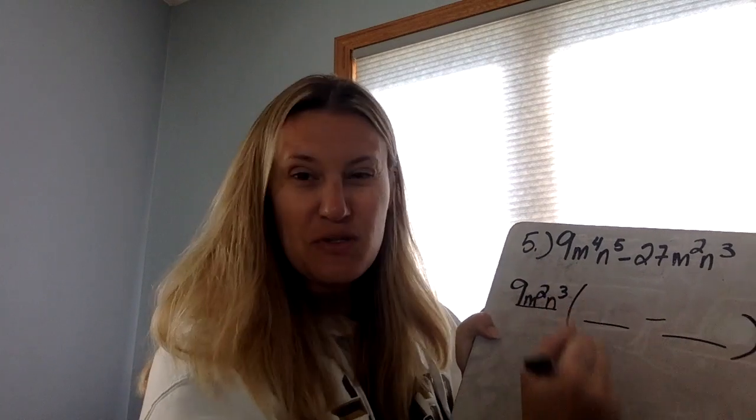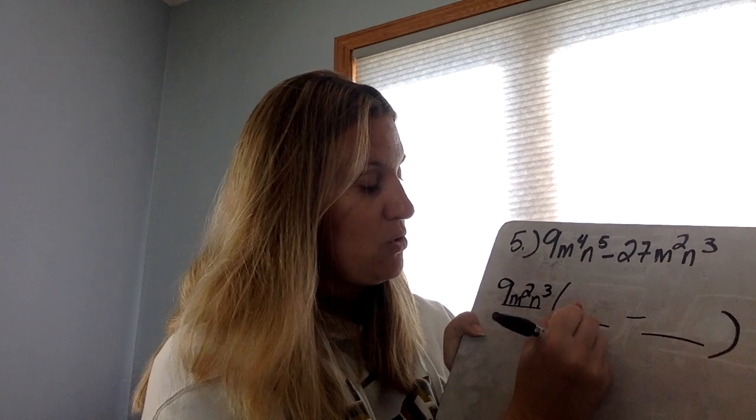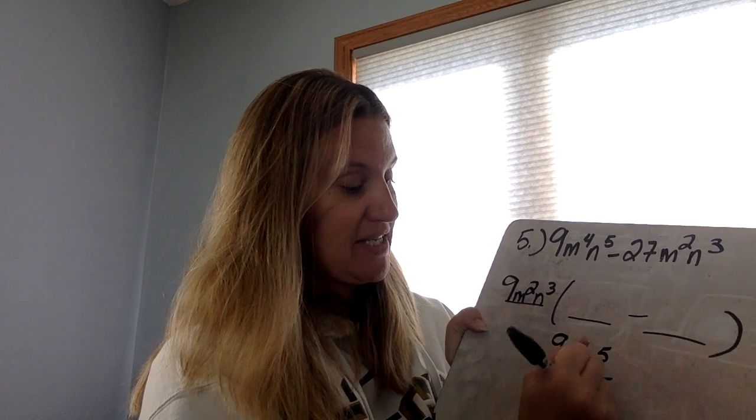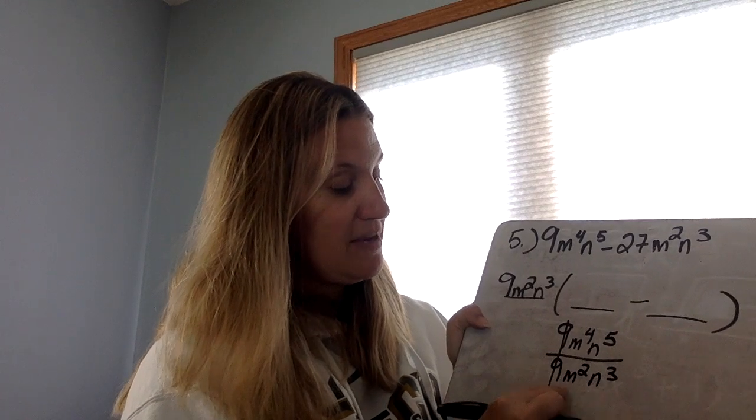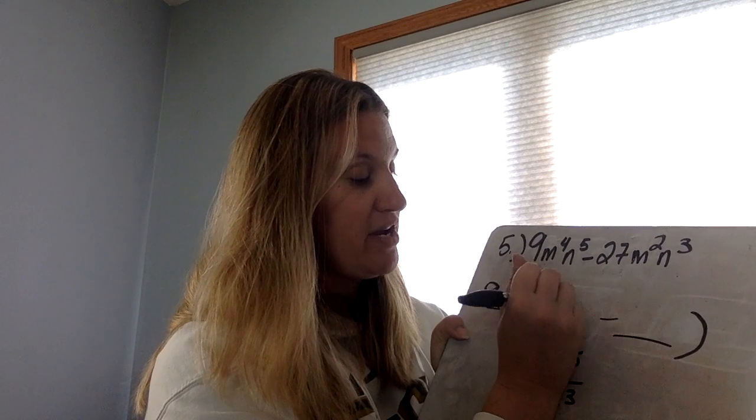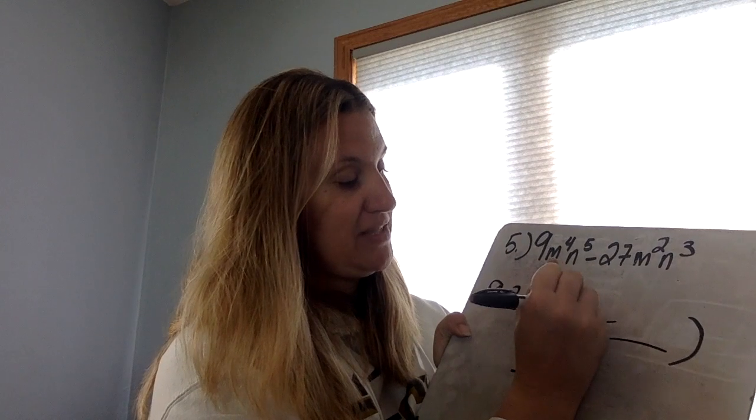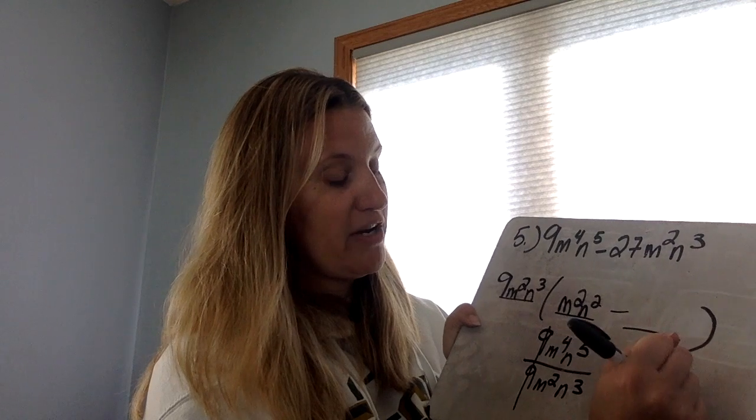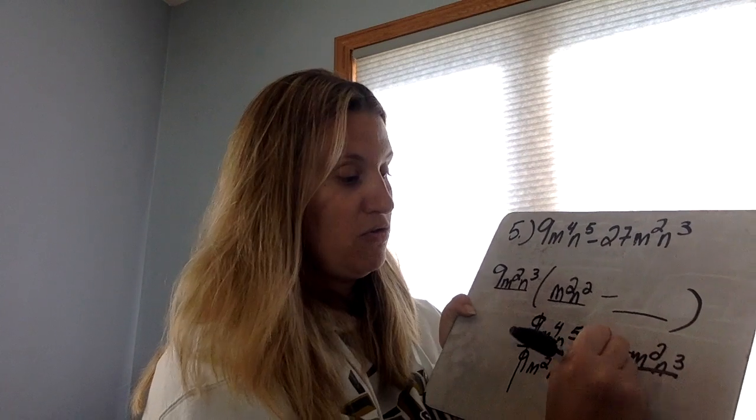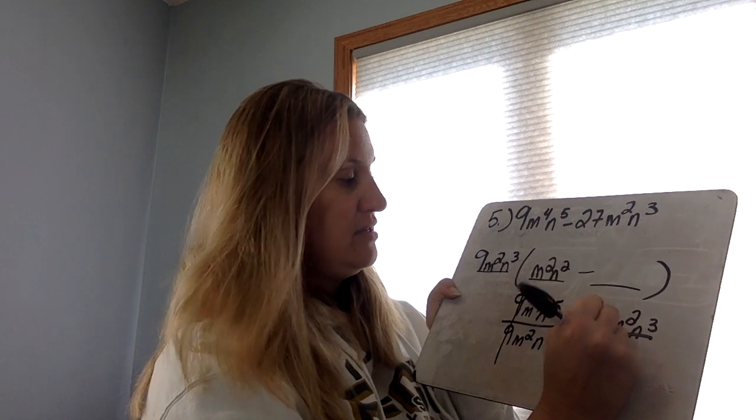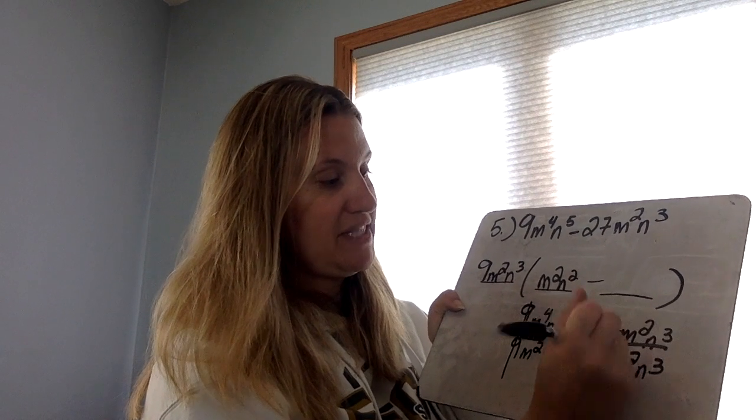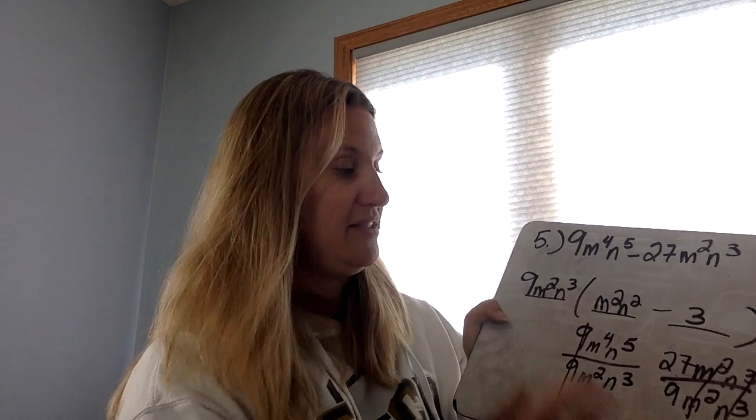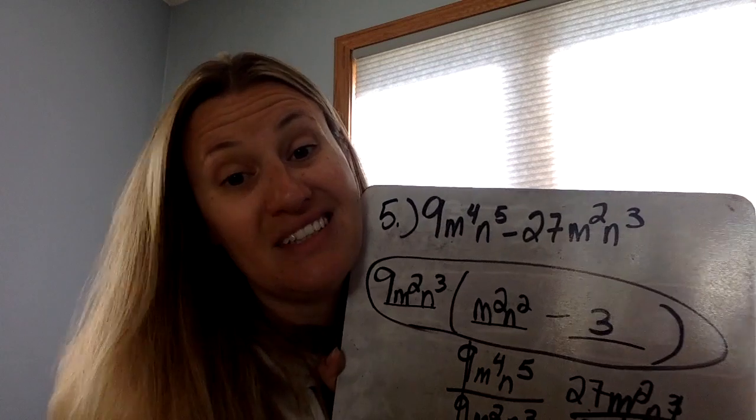Now I divide. This is one that I like to write it because there's a little more going on here. So my first term divided by my greatest common factor. Keep the base, subtract the exponents. That'll be m squared. Keep the base, subtract the exponents. That'll be n squared. Over here, 27 m squared n to the 3rd over 9 m squared n to the 3rd. 27 divided by 9 is 3. M squared and m squared will cancel. N to the 3rd will cancel. So that is my final answer.